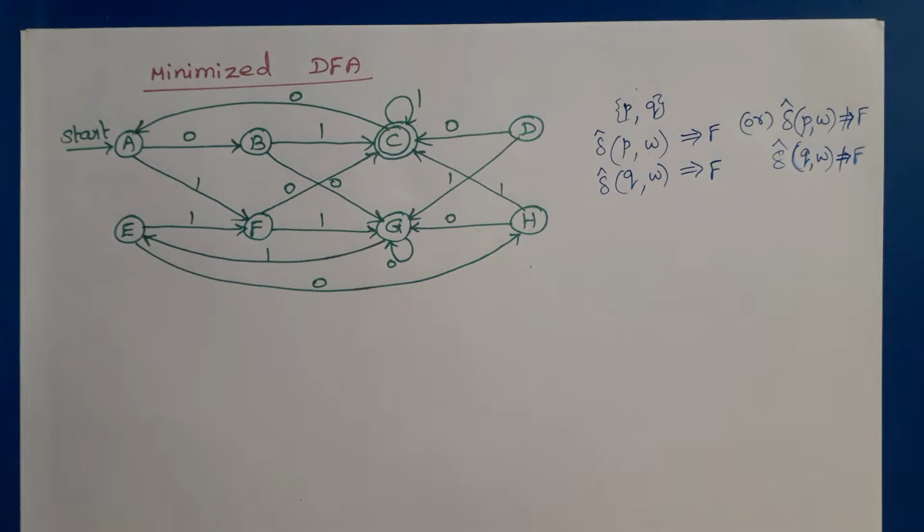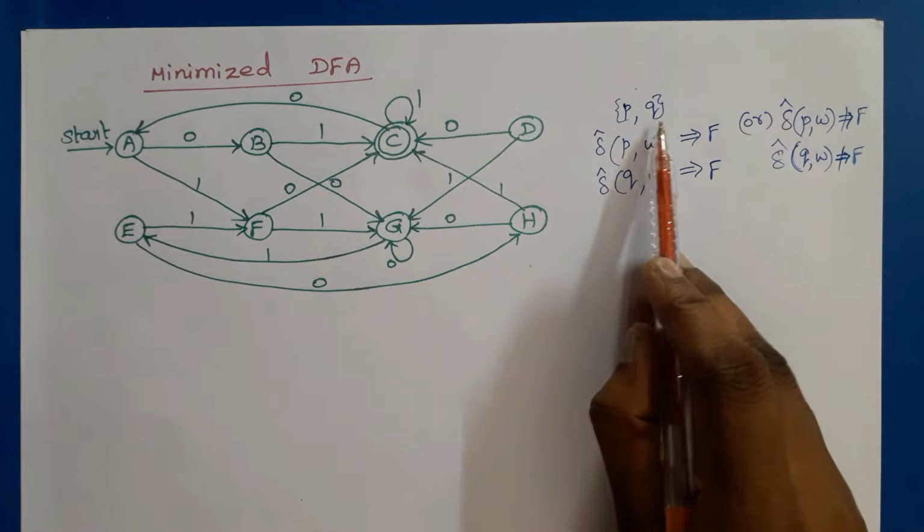Hello everyone. In this lecture, we are going to discuss minimized DFA. That means we can reduce the number of states of the DFA. If two states are equivalent, then we have to consider them as a single state. We can group them as a single state.